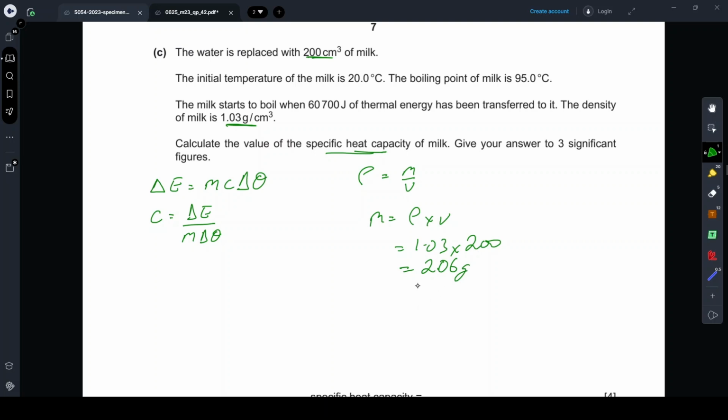All right. Now, what is delta theta? You are boiling it, and it was at 20 degrees. So that's 75 degrees centigrade. Okay, so coming back here, C equals 60,700 divided by 206 multiplied by 75. Do the math, please.